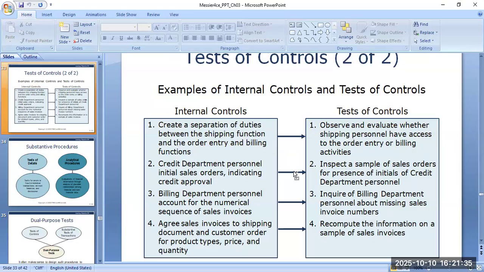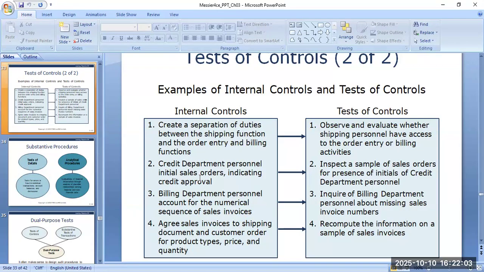How are we going to examine the internal control and test the control? Let's say the internal control is to create a separation of duty between the shipping function and the order entry or billing functions. How are we going to test it? We're going to observe and evaluate whether the shipping personnel have access to the order entry or billing activities.